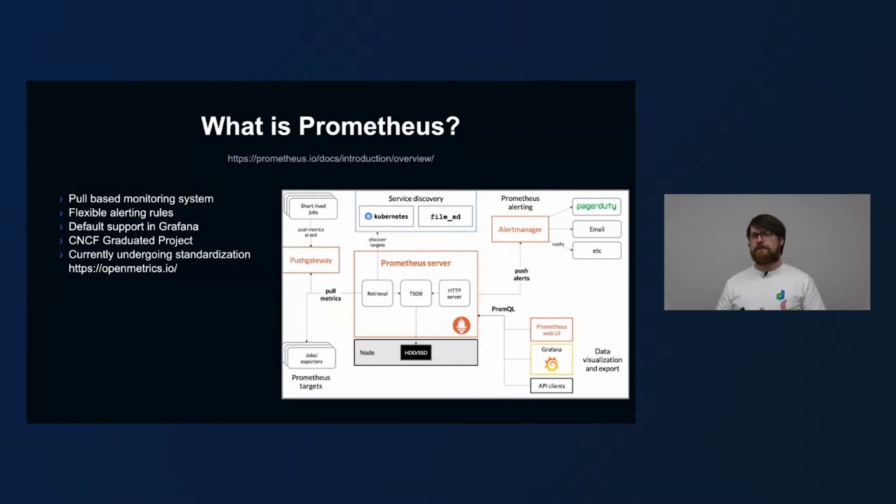Prometheus also has very flexible alerting rules. Previously, you could only really set a single threshold, warn me if this hits a threshold. But with Prometheus, you can actually write PromQL and write very complicated, very detailed alerts for many different situations. Prometheus is also supported by default in Grafana, which means a lot of people are already using Grafana and already have that support by default.